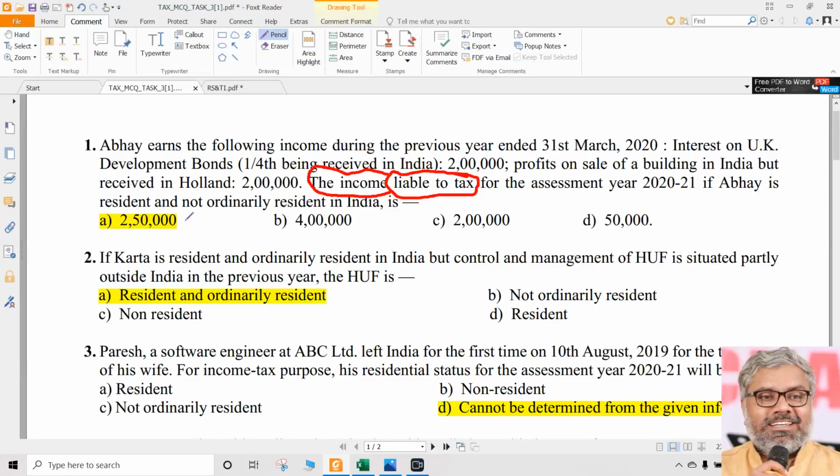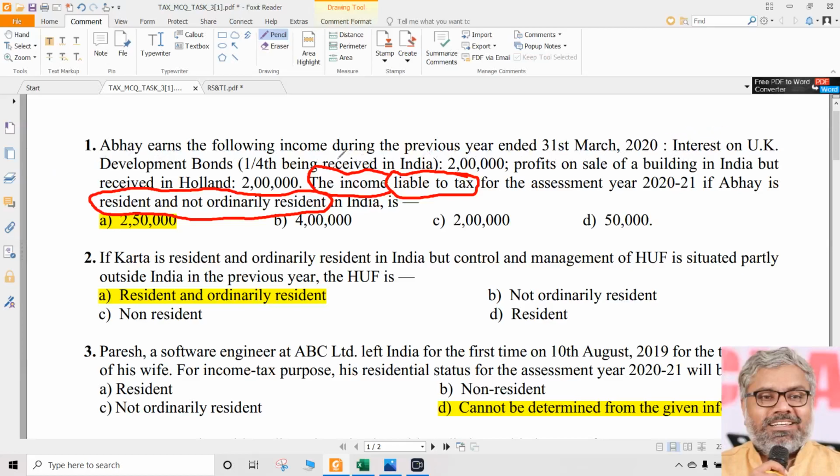For all this, we need to know the residential status of this Abhay. And what is given here? Resident and not ordinarily resident is what he is talking about. So he is the RNOR. That is the residential status of Abhay. Now we can think about all these incomes that he has.